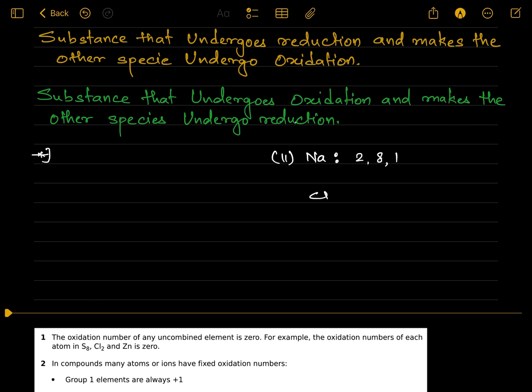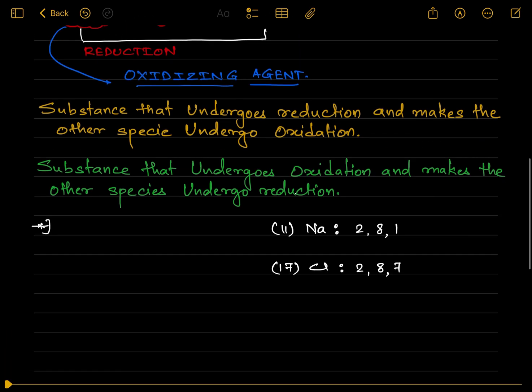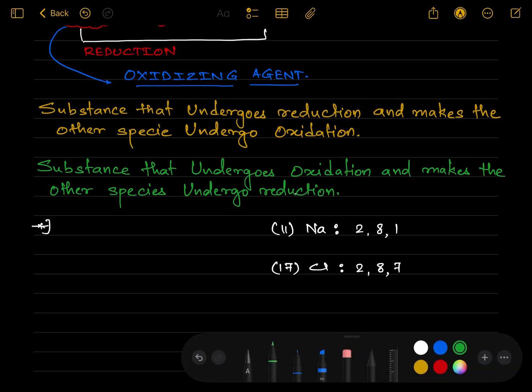Similarly, if we ask about chlorine, whose atomic number is 17 and electronic configuration is 2,8,7, and we ask what is the valency of chlorine, the most common answer is that chlorine has a valency of -1. But then, my dear students, let me tell you, whatever you're saying as +1 and -1, that's wrong.